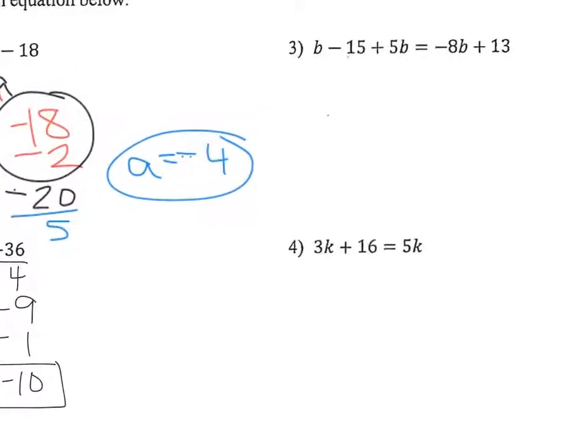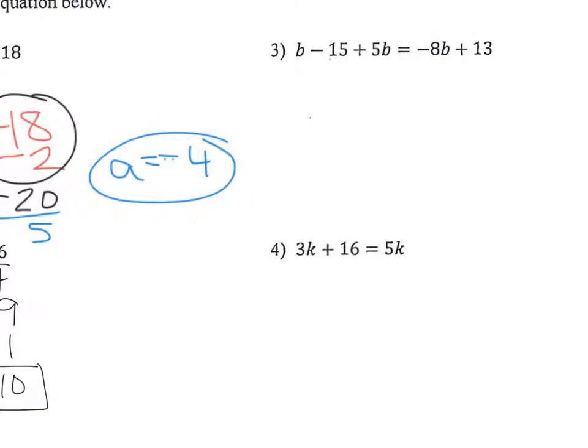Okay, let's go over here. Okay, this one, number 3, we have b's on both sides. So first I'm going to simplify both sides. B plus 5b is 6b minus 15 equals negative 8b plus 13.